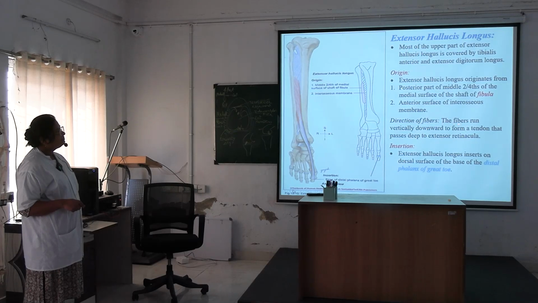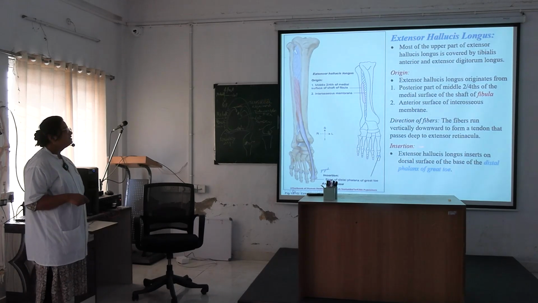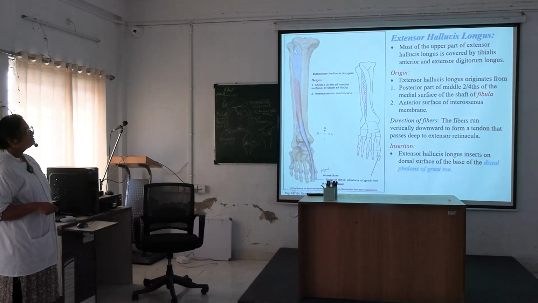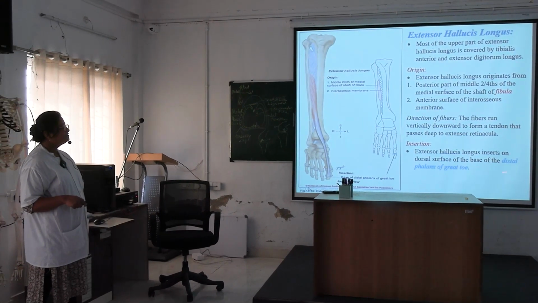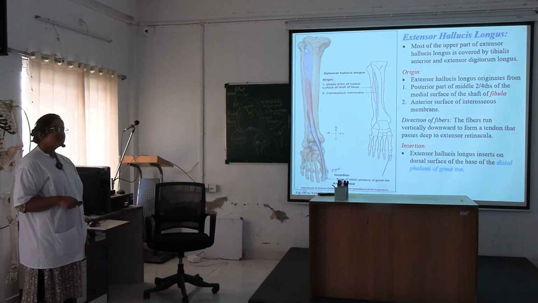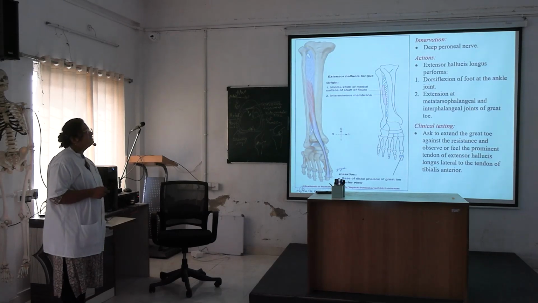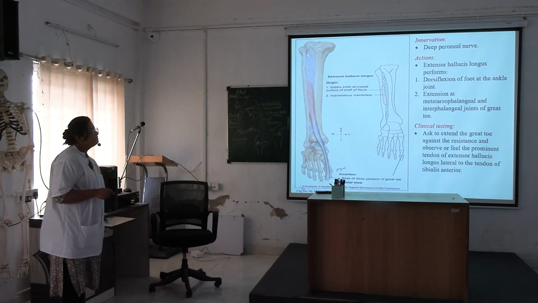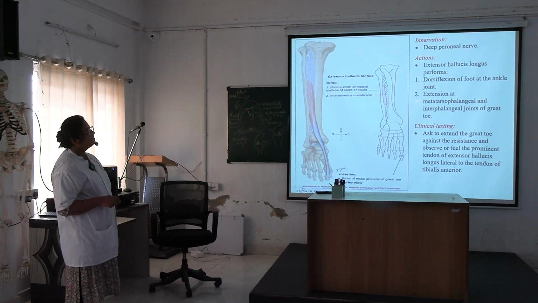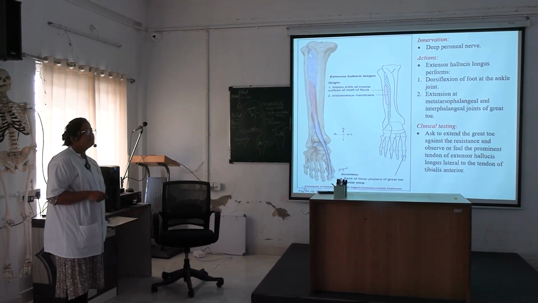This is direction of fiber. Fibers run vertically downward to form a tendon and that passes deep to the extensor retinaculum. This is the insertion. Extensor hallucis longus inserts on the dorsal surface of base of distal phalanx of great toe here. Okay. Innervation, deep peroneal nerve. Action, it performs dorsiflexion of foot at the ankle joint and extension at the metatarsophalangeal and interphalangeal joint of great toe.